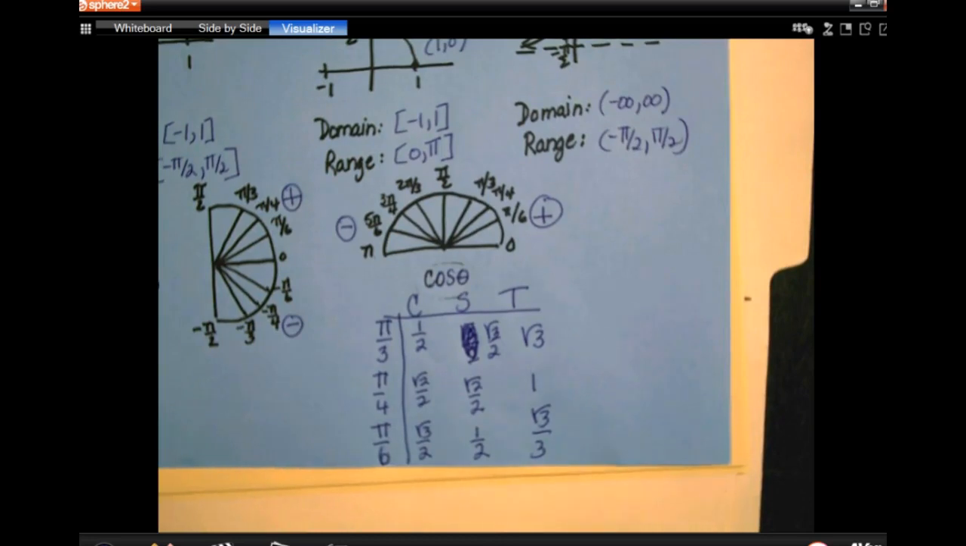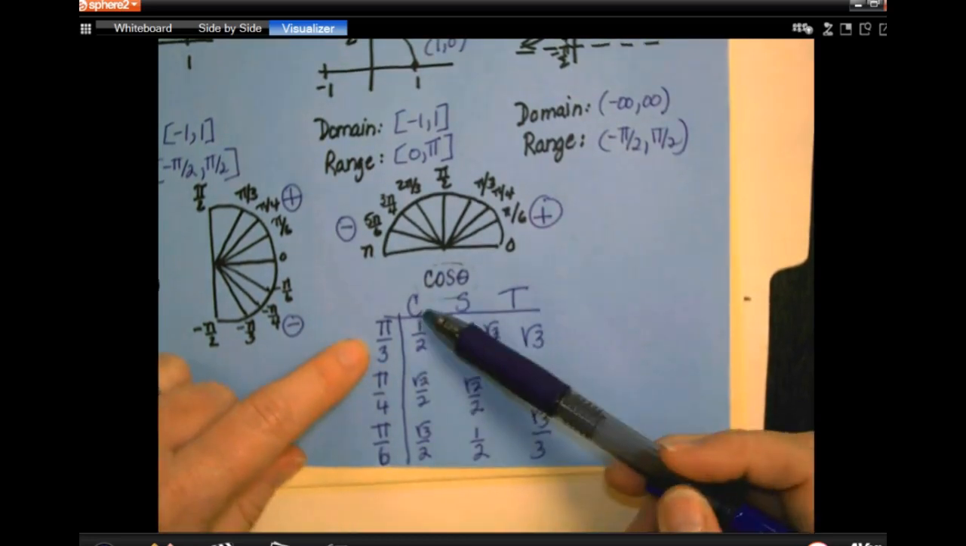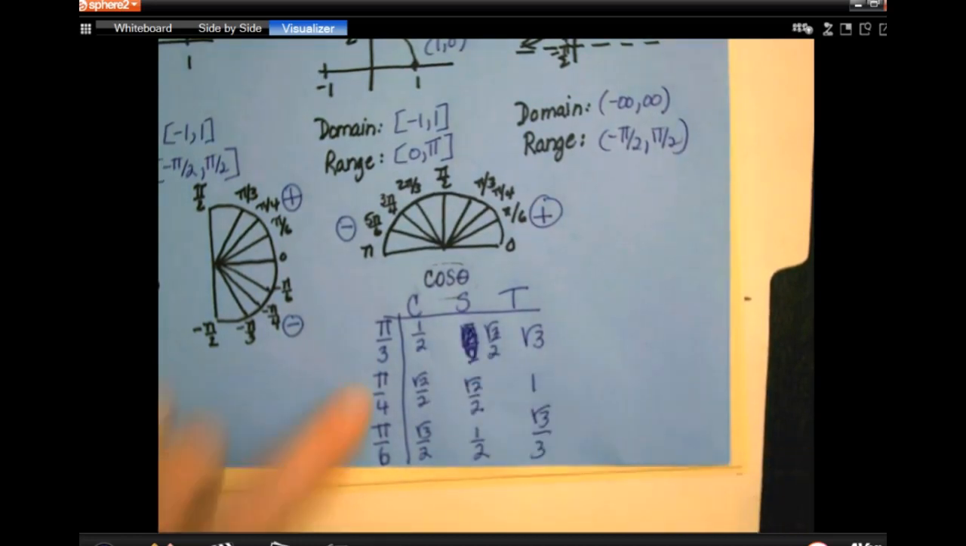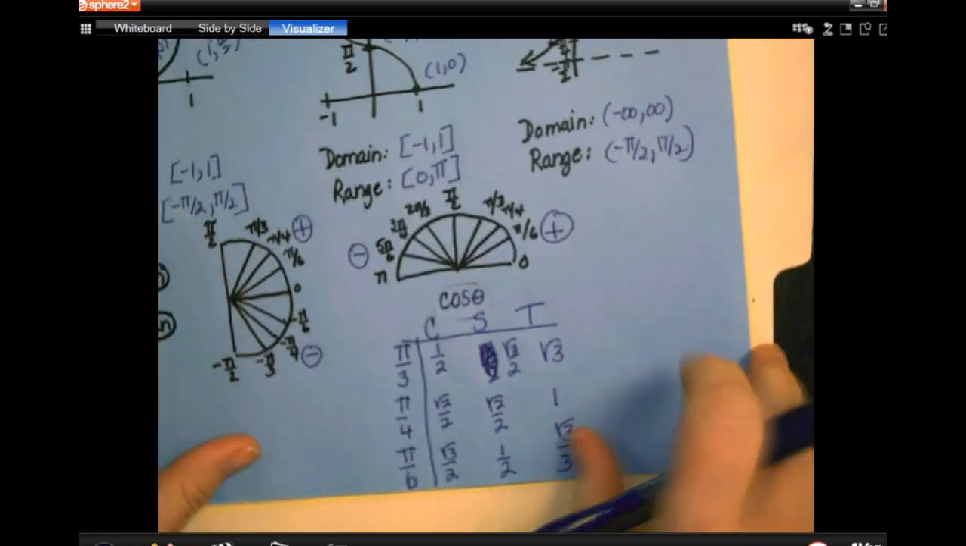Okay, so these are the values in the first quadrant. The cosine at pi over 3 is a half. The cosine at pi over 4 is the square root of 2 over 2. The cosine at pi over 6 is the square root of 3 over 2. So we've memorized these, but you're going to want these for your homework, okay? All right.